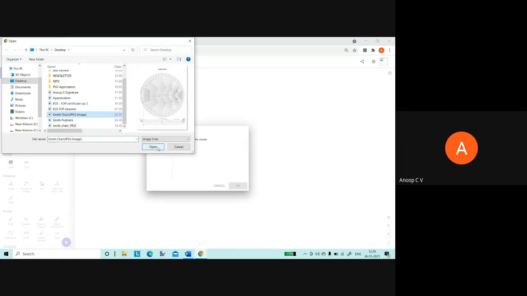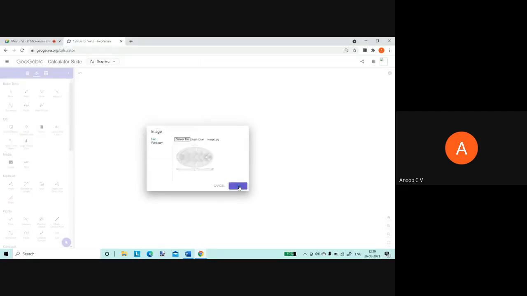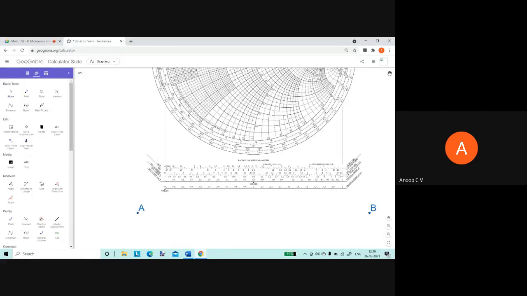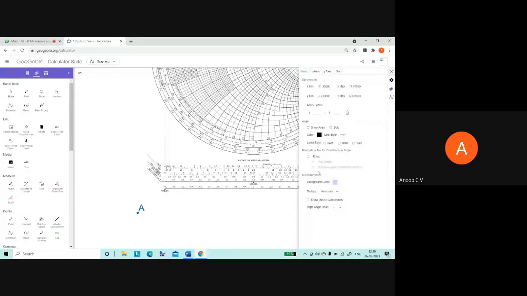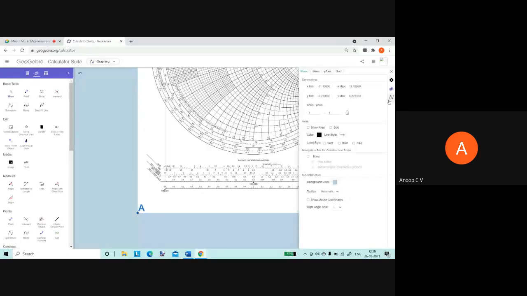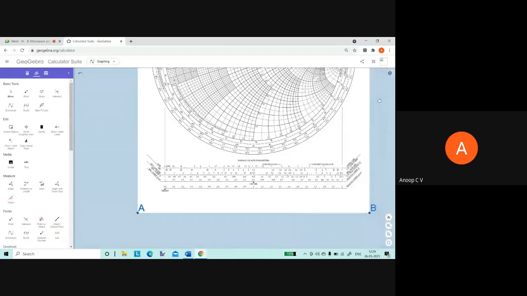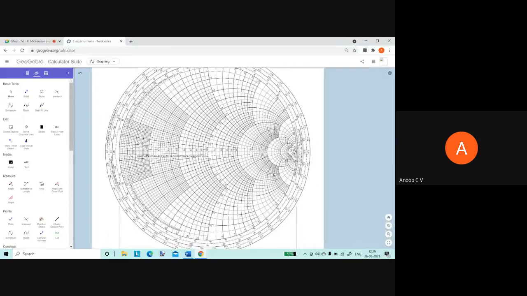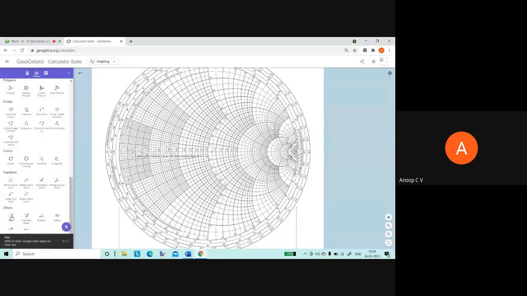I'm going to import this with the chart. I just change the background color and I am moving it here. So which was the ZL point? I'll just write it here. Please tell me, Savan or anyone. ZL point was... please tell me once again.